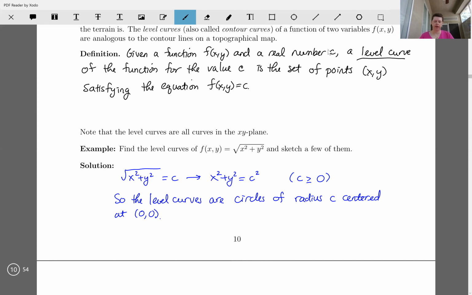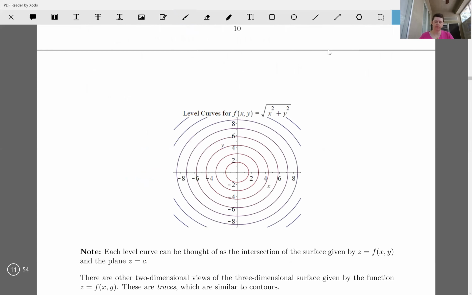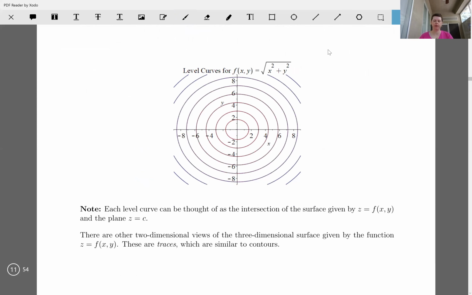And so again, I used Maple to create these so that I wasn't drawing them, and they look a lot more like circles. Each level curve, by the way, can be thought of as the intersection of the surface given by z equals f of x, y, and a plane z is equal to c.